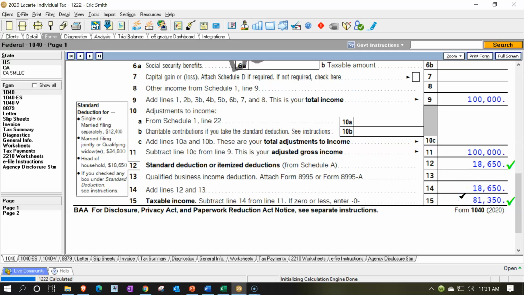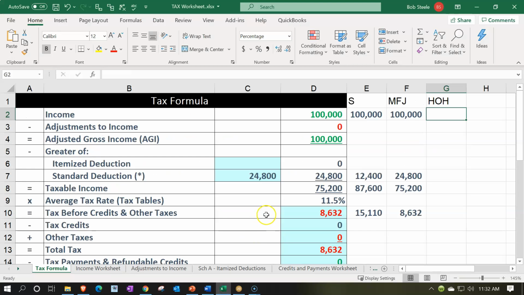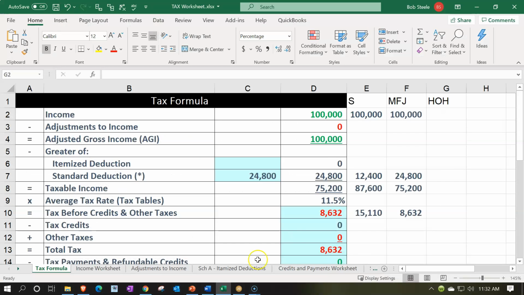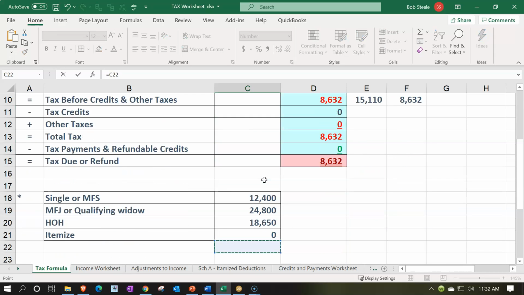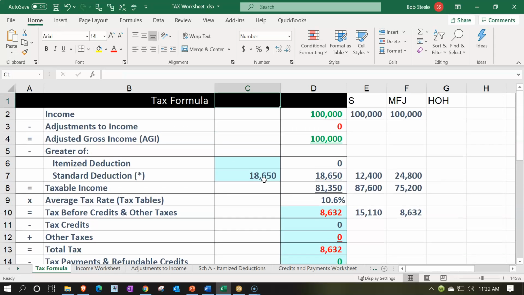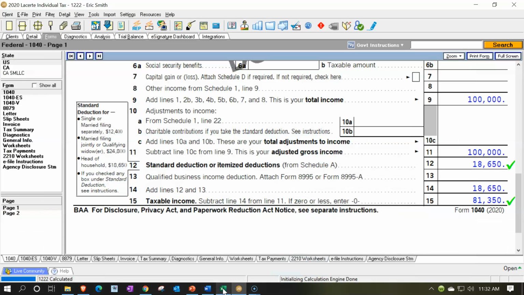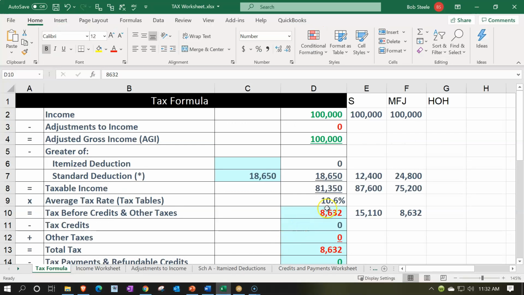So standard deduction now at the 18,650, as it says basically in the instructions over here. Then if I go back over, let's take a look at that. We're at the tax 18,650. So I'm going to say this is going to be equal to the head of household filing status, 18,650, and then we're going to go back over and say that this is 18,650. So same 100,000 now, head of household. Now we're bottom line here 18,650.